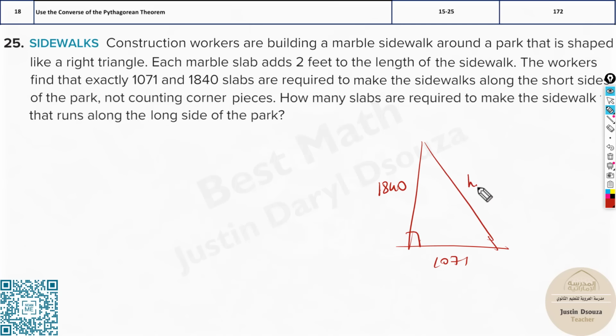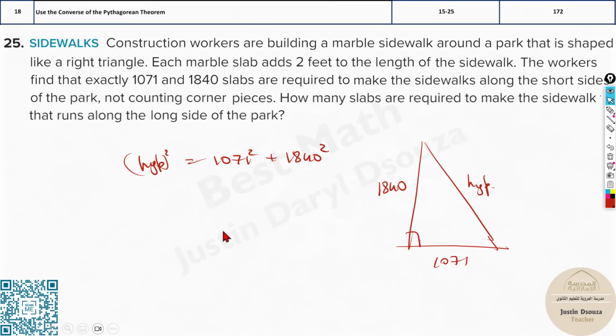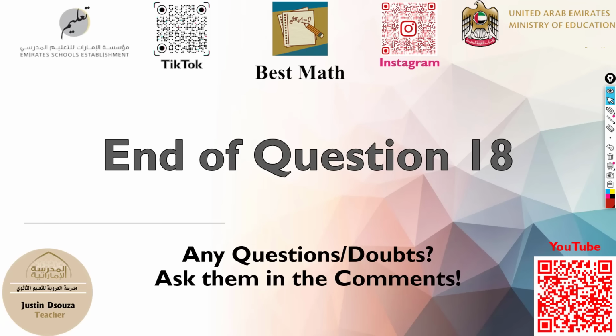If this is 90, this is the hypotenuse. So we need to find how many slabs for the other, long side. Basically, it's Pythagoras theorem. Hypotenuse squared will be equal to the sum of the other two sides squared. You just put it in the calculator, you will get the answer. So we have to just put 1071 squared plus 1840 squared. And okay, now the square root of this, I forgot to take the square root. Okay, it's 2129, that will be the answer. You can see that's the final answer. So that is the end of question 18.